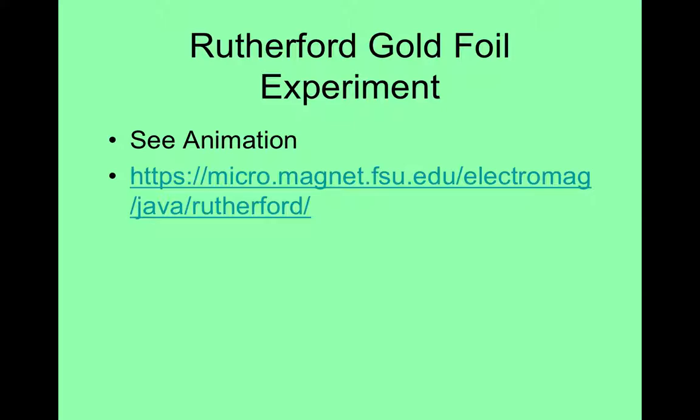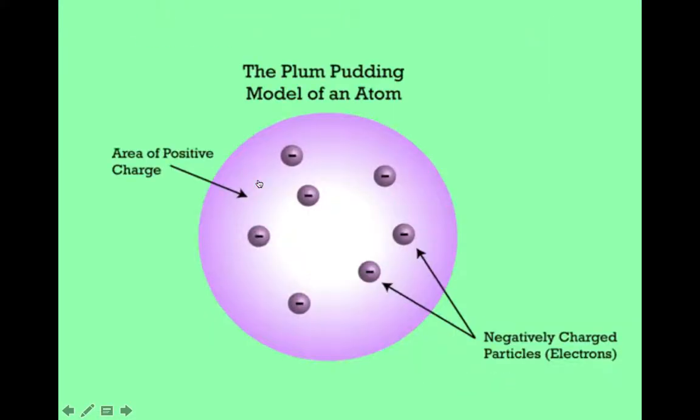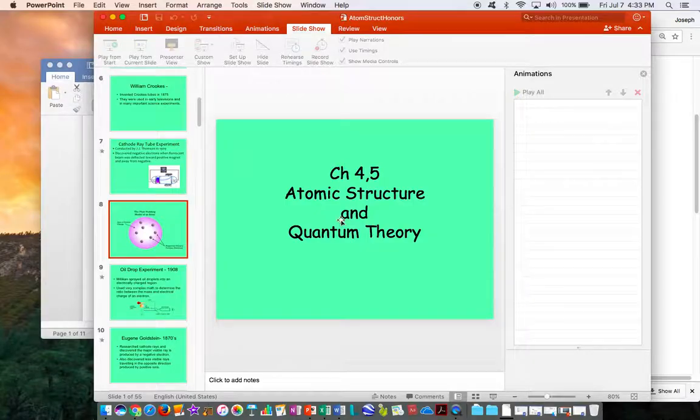The next experiment I want to talk about very quickly here is the Rutherford gold foil experiment. Part of me wanted to put this right after the Thomson experiment, but timeline-wise it happens a little later, but it's very closely related. In fact, Ernest Rutherford was a graduate student who worked for J.J. Thomson. Now, if you remember that plum pudding model of the atom, and I'll go back to it here, it looked like this. Keep that in mind as we move over to this animation that shows what Rutherford did.